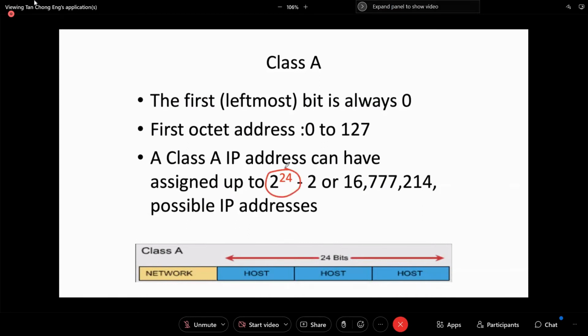So the number of IP addresses can go up to 16... Oh, sorry, it's not 64,000. Sorry, 16,000. 64,000 is how many bits already? So for this one you use a calculator. 2 power of 16. Sorry, this is not 16,000. This is 16 million. Sorry, 16 million. Class A is 16 million. Just now the Class B is 64,000. That was correct. 2 power of 16 is 64.